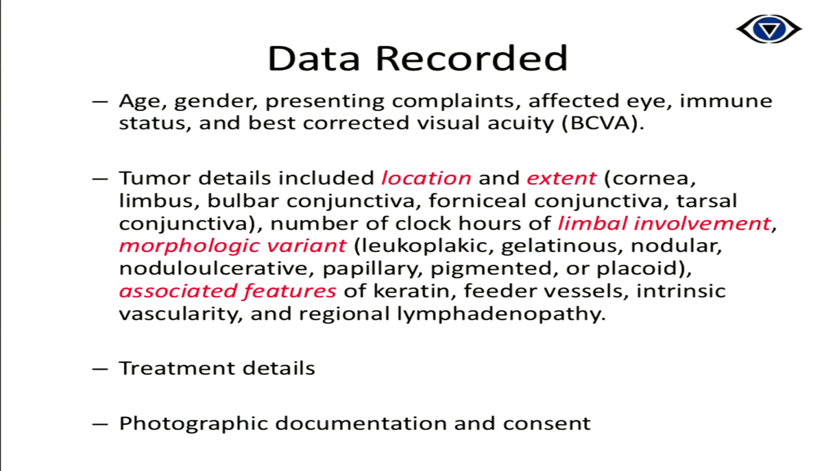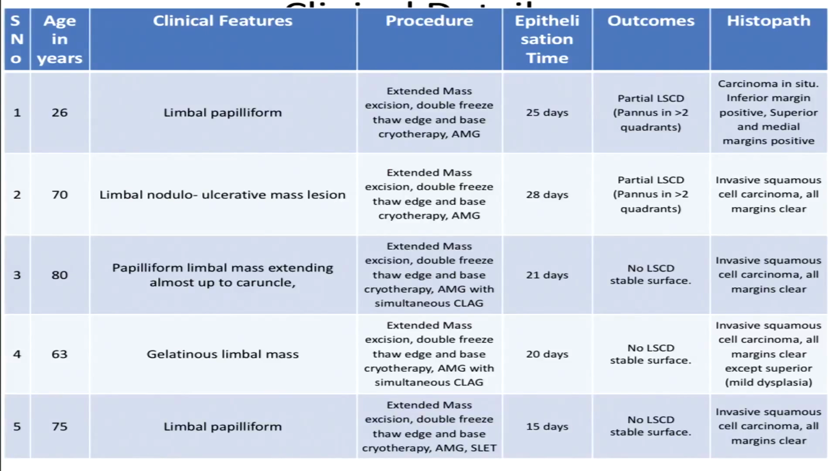So this was the data recorded, and notable here is the location and extent of the tumor, the limbal involvement, the morphological variant, and the associated features like keratin, feeder vessels, vascularity, and lymphadenopathy. Photo documentation consents were taken appropriately. This was the chart showing details of all the cases.